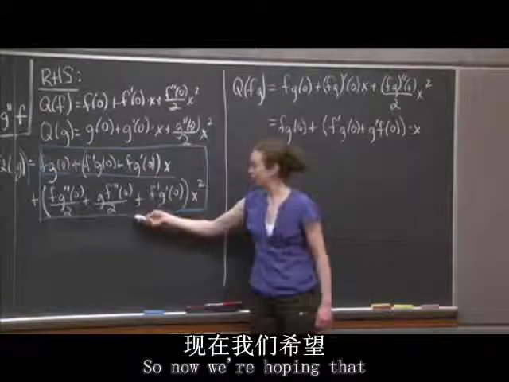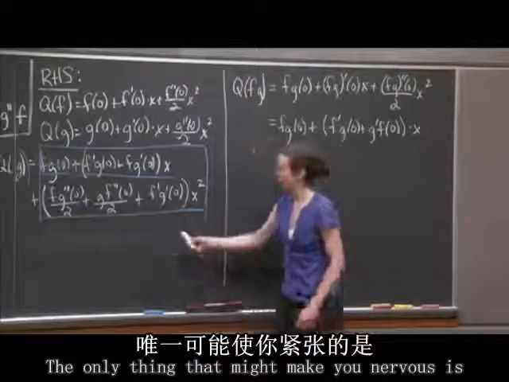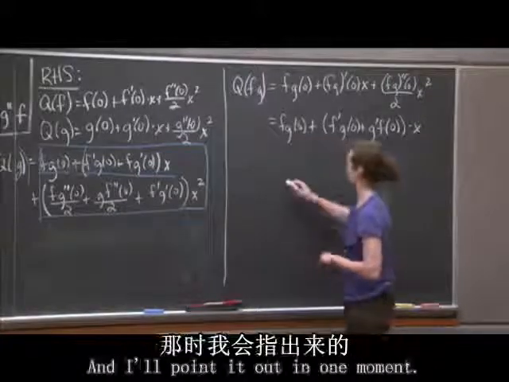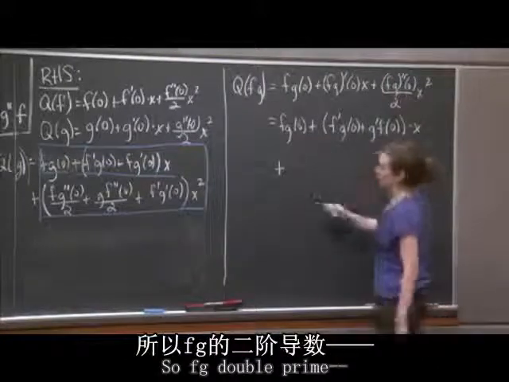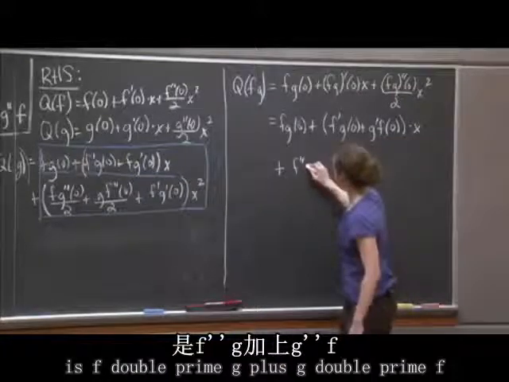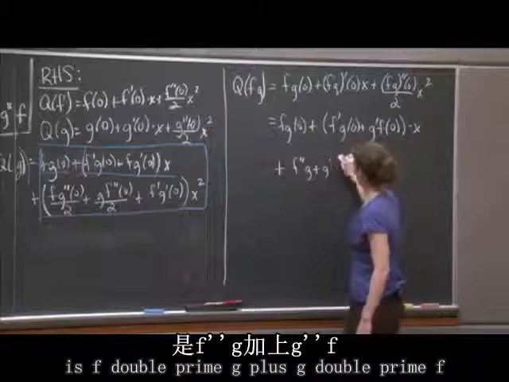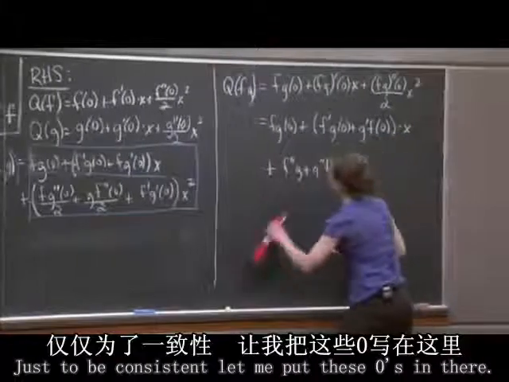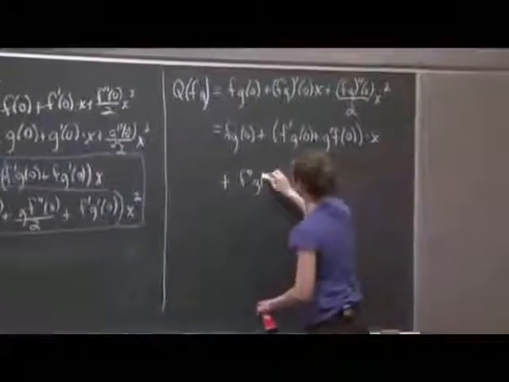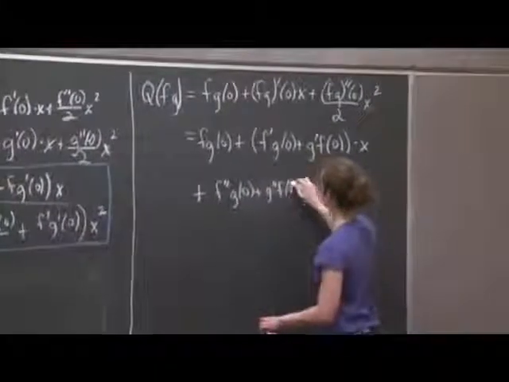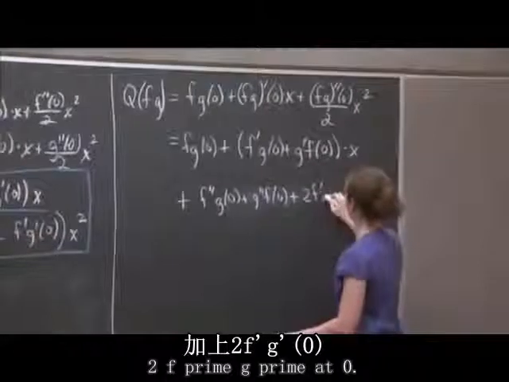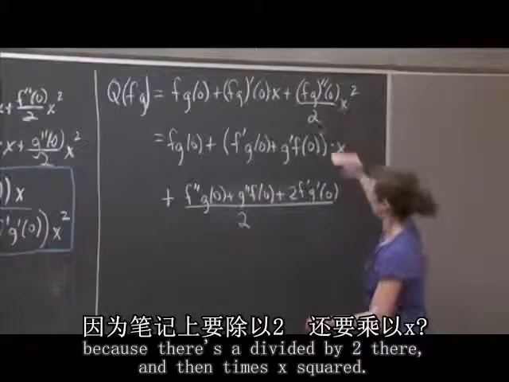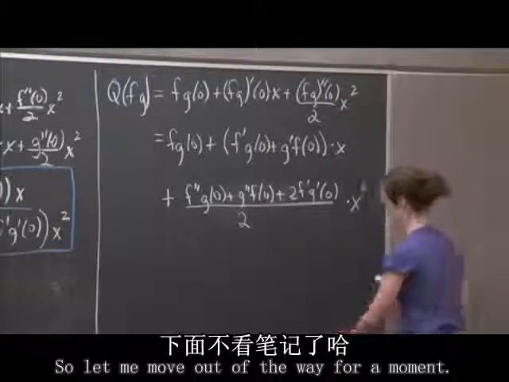So now we're hoping that the x squared term looks like this. The only thing that might make you nervous is this doesn't have an over 2, but if you were paying attention to the cheat sheet, you'll probably see where that's coming, and I'll point it out in one moment. So (fg)'', using the cheat sheet, is f double prime g plus g double prime f plus 2 g prime f prime. I should have put zeros in there. Just to be consistent, let me put these zeros in there: f prime g prime at 0. And then I have to divide the whole thing by 2 because there's a divided by 2 there, and then times x squared.